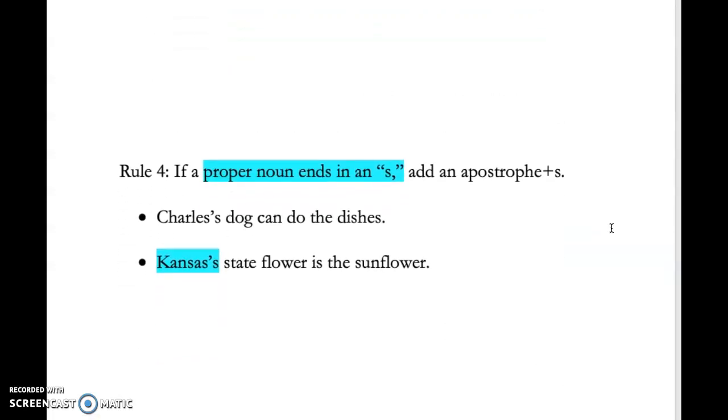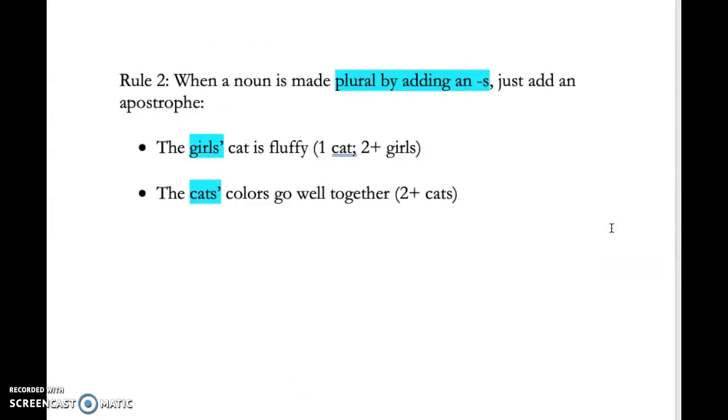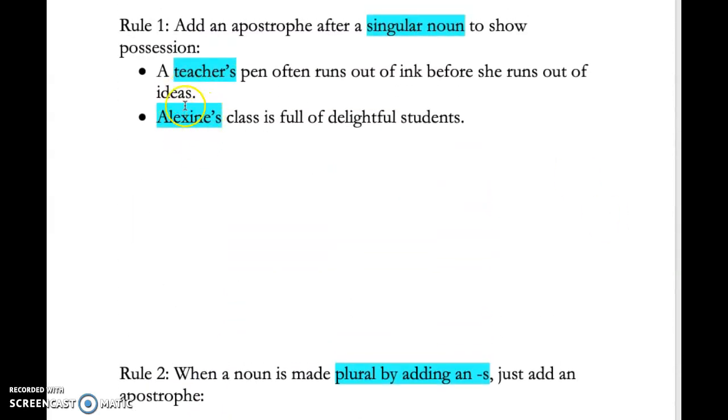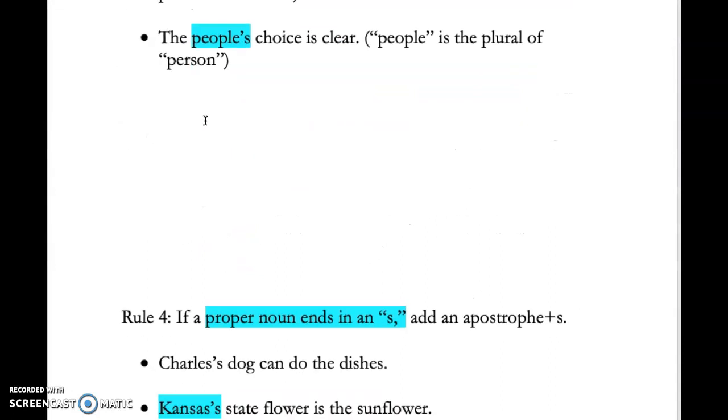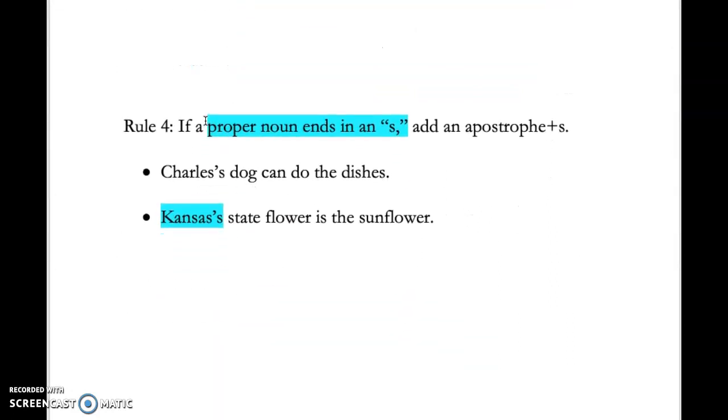Sometimes we have a proper noun that ends in an S. So a proper noun is different from the nouns I've been talking about so far, mostly. Because a proper noun is when we have a name for a noun. So my name, Alexine, in the first example, is a proper noun, okay? So Charles is a proper noun, Kansas is a proper noun, Monday is a proper noun, Community College of Philadelphia is a proper noun.